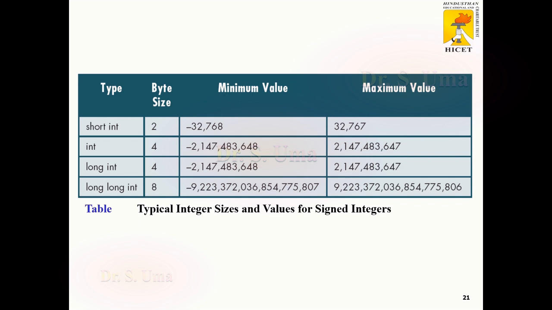In this slide, we have a mention of the various types of integers, the byte size of each of these data types, and the minimum value and the maximum value that can be held in a variable which is defined to be of those types listed here on the left hand side.